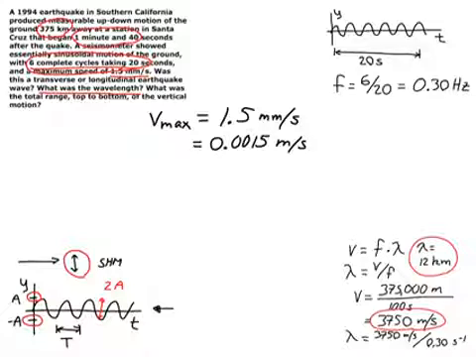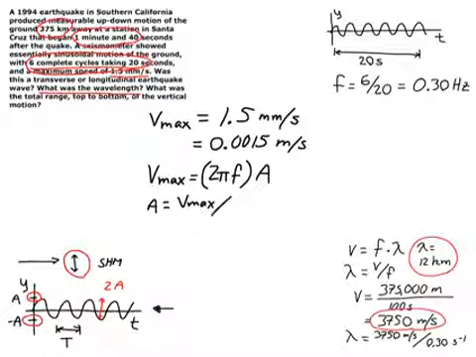Now remember, if I have simple harmonic motion, so think back to your simple harmonic motion relationships, the maximum speed was just equal to 2 pi times the frequency of the wave times the amplitude. What we're trying to solve for in this problem is the amplitude, and the amplitude is just equal to the maximum speed divided by 2 pi times the frequency. And we know the frequency, that's 0.3. We know the maximum speed, 0.0015 meters per second. And so if we work it out, we get an amplitude of 0.00080 meters. That's my amplitude.